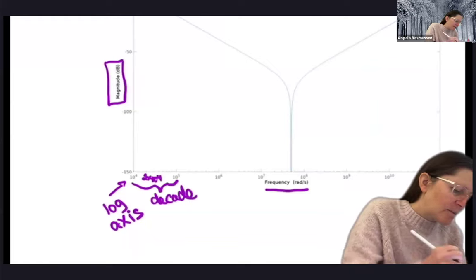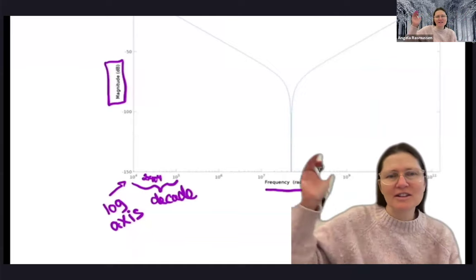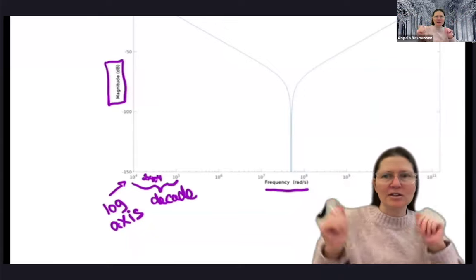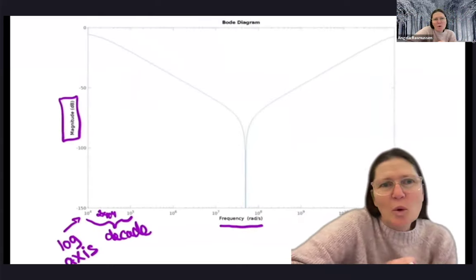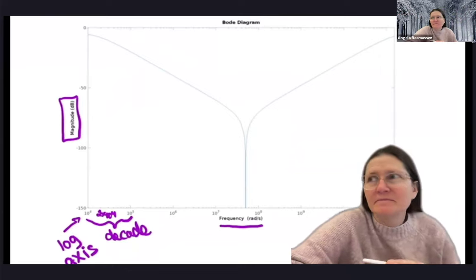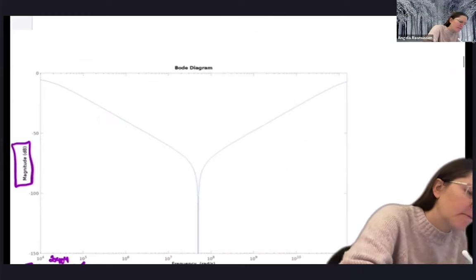And decades go by 10. So 10 to the fourth, 10 to the fifth, 10 to the sixth, 10 to the seventh, 10 to the eighth, and so on. So that's how you label the main axes on these graphs. So looking at this, what kind of a filter is this? There you go. So band reject.